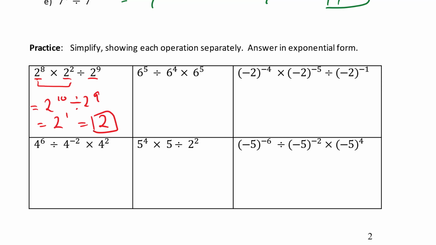Next up, we have all 6s. Let's combine these first of all. This is 6 to the 1 times 6 to the 5, giving me 6 to the 6.